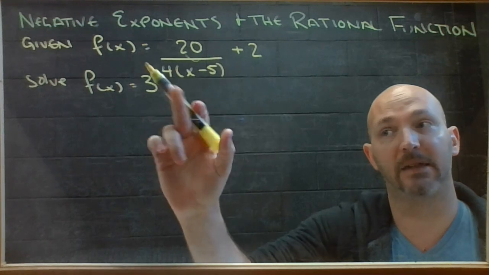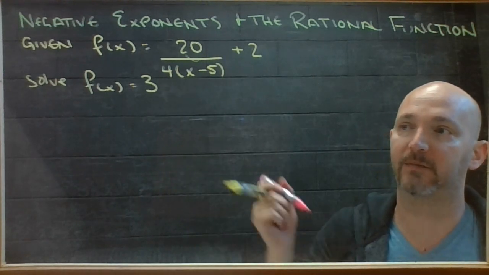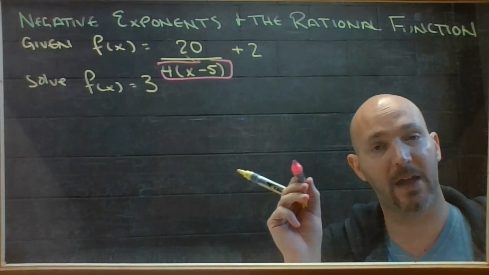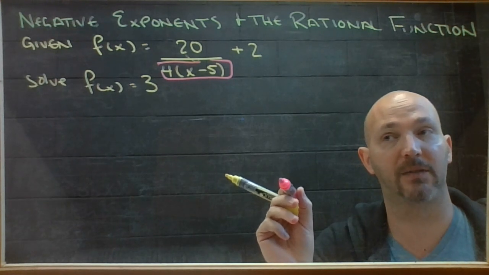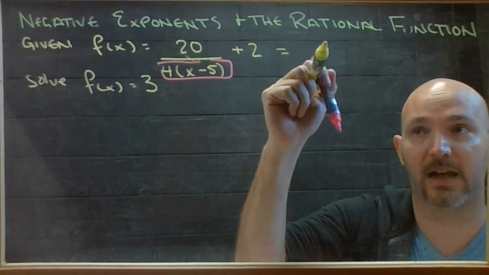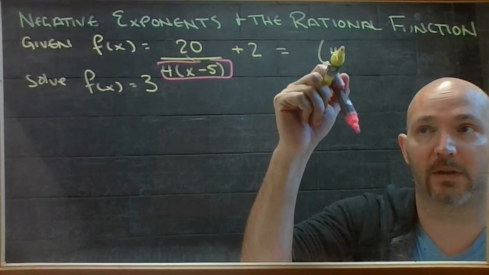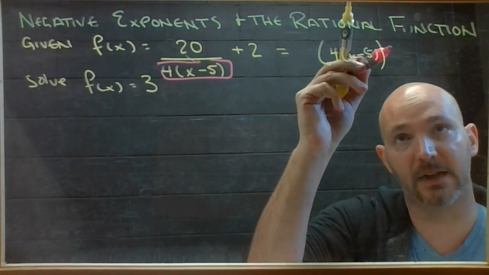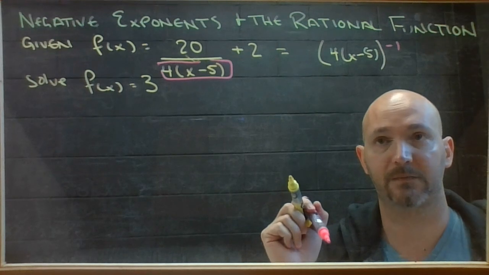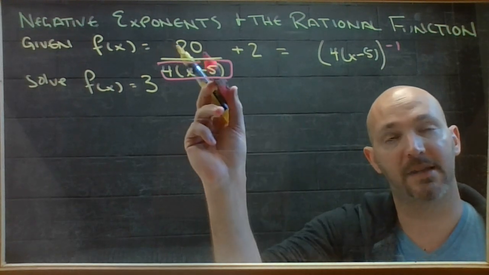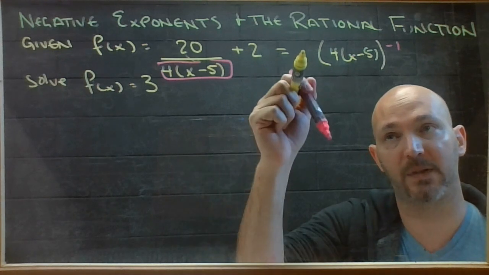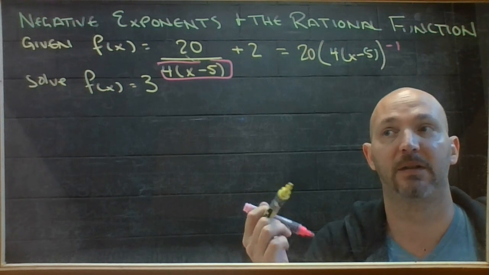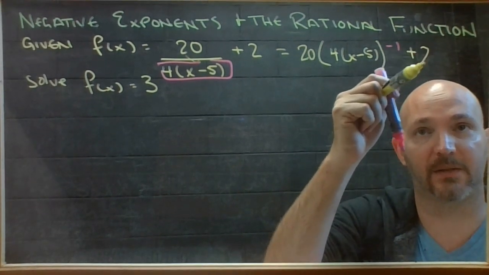I have a dividing line. So anything that's under here, right, this stuff, the argument of that function is all in the denominator of a fraction. So if I were to write it that way, 4x minus 5, to put that in the denominator, I need an exponent -1. This 20 doesn't have a negative exponent, so it goes in front with a positive exponent on it. And this +2 is just kicking around.